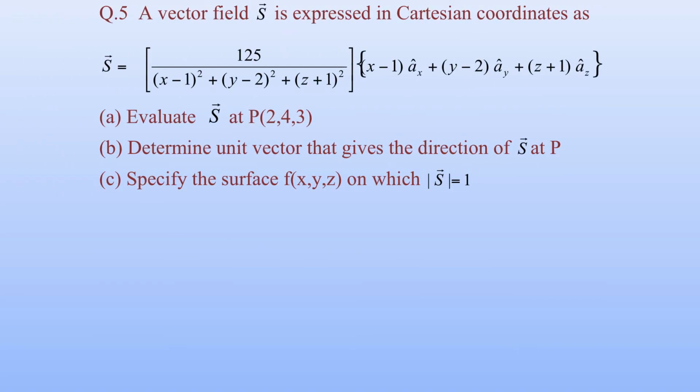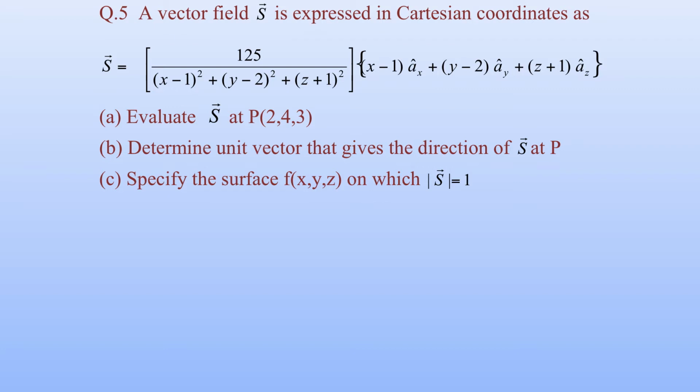Here a vector field S is expressed in the Cartesian coordinates form. So it is 125 upon [(x minus 1) square plus (y minus 2) square plus (z plus 1) square] multiplied by the whole bracket (x minus 1) ax cap plus (y minus 2) ay cap plus (z plus 1) az cap. In this one we have to first evaluate vector S at a point 2, 4, 3, that is point P.